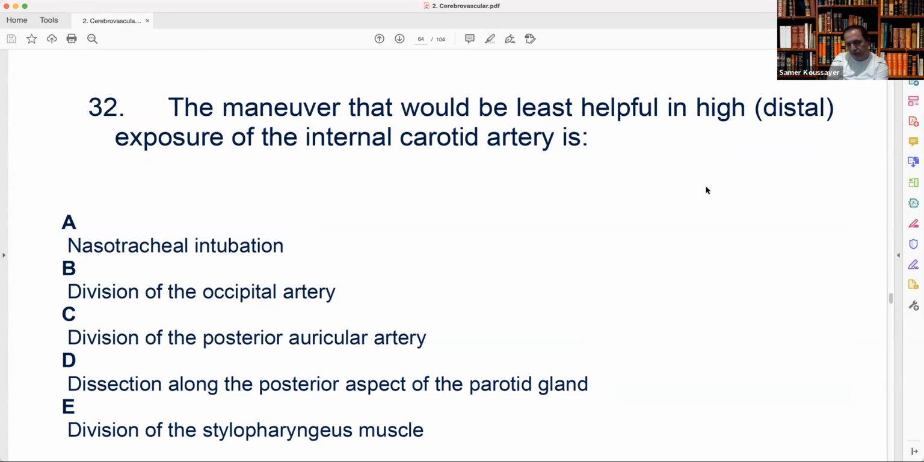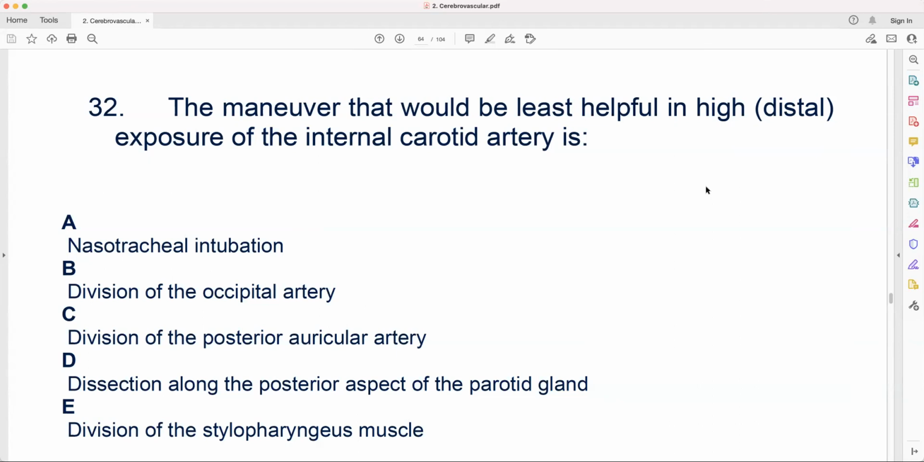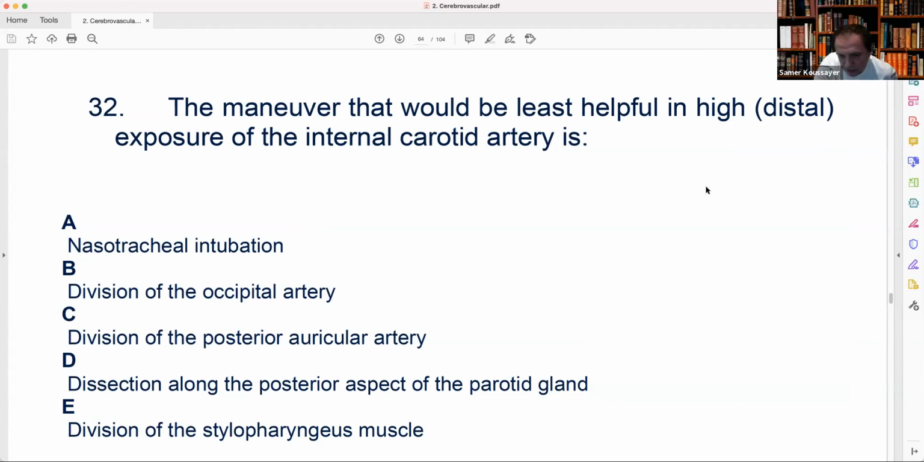The other trick you can do, and we did that a couple of times also, is look at the carotid body, the tissue there. You can divide it between two clamps, because this holds the bifurcation up.